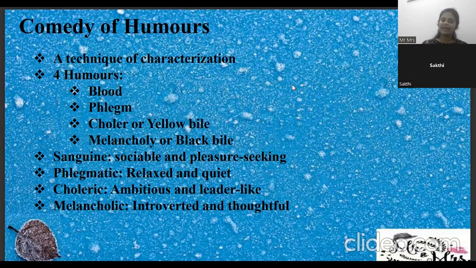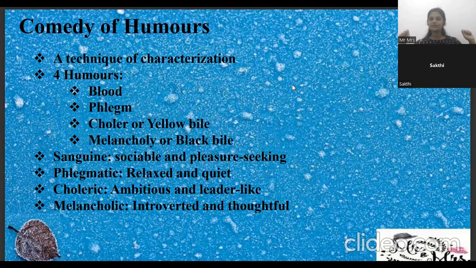Then if a person is phlegmatic, that is dominant with phlegm, then that person is relaxed and quiet. If a person is dominant with yellow bile, then that person is ambitious and leader-like. If black bile is dominating in that person's body, then that person is melancholic, introverted and thoughtful. This is the theory of Ben Jonson. This is a technique for characterization.